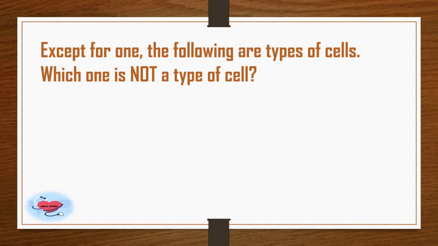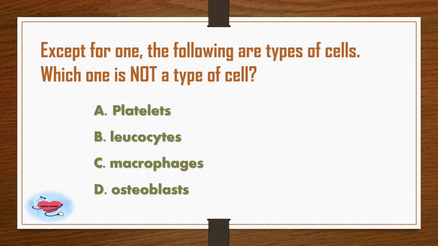Next, except for one, the following are types of cells. Which one is not a type of cell? Options are platelets, leukocytes, macrophages, osteoblasts. And the answer is option A, platelets. Platelets are fragments of a cell, a megakaryocyte bound by a membrane. So that is the answer.